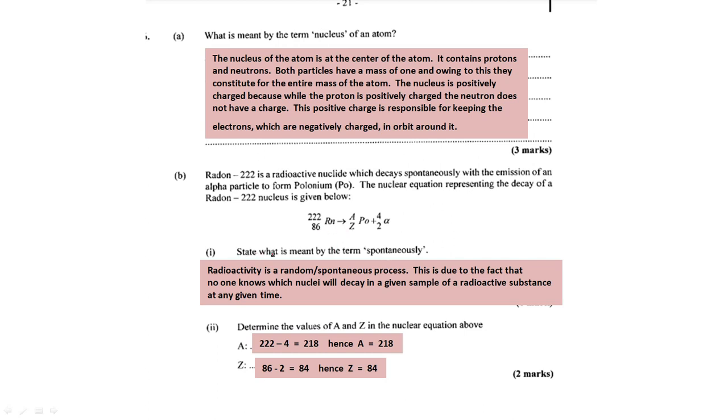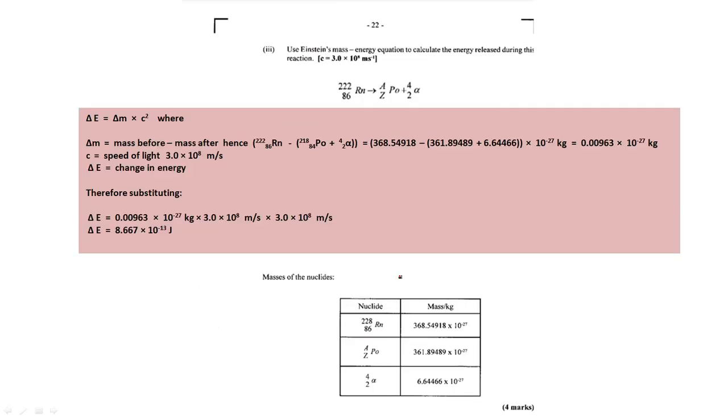First question says, state what is meant by the term spontaneously. And I have radioactivity is a random or spontaneous process. This is due to the fact that no one knows which nuclei will decay in a given sample of a radioactive substance at any given time. That's why it's random.